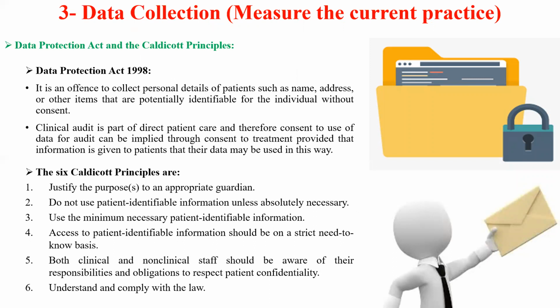The third step in the audit cycle is to collect the data. And data collection is a way to measure your current practice. But there is a problem in the data collection, which is the confidentiality of the patient. So if you are going to access the patient notes, you have to take approval from the ethical committee. And you should follow the principles of the Data Protection Act and the Caldecott principles. So what is the Data Protection Act and what are the 6 Caldecott principles you have to follow?